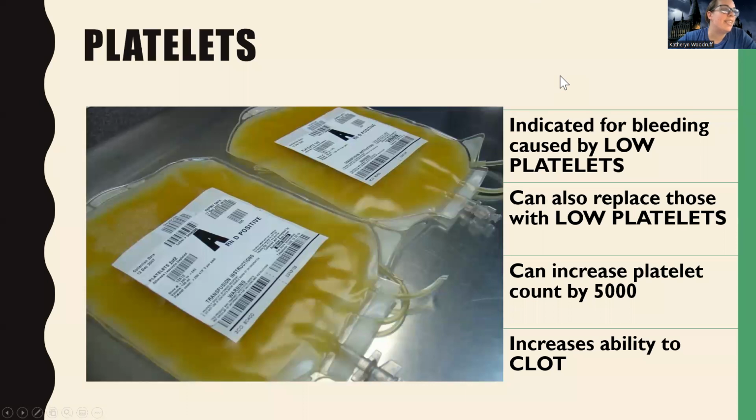Then there's platelets. Keeping with the theme, they're given when someone has low platelets. They can also be given to patients that have bleeding that's caused by low platelets. So effectively, I'm giving it to people that have low platelets. Sense the theme? I know I'm kind of annoying. It can increase their platelet count by up to 5,000. And effectively, I'm giving this because I want to increase the patient's ability to clot. Remember, we talked about how having low platelets puts you at risk for bleeding. So we definitely want to replace this to increase the ability of people to clot so they don't bleed to death.